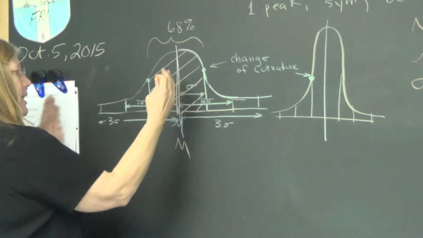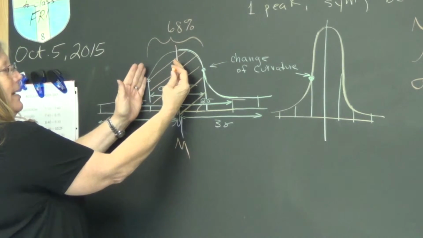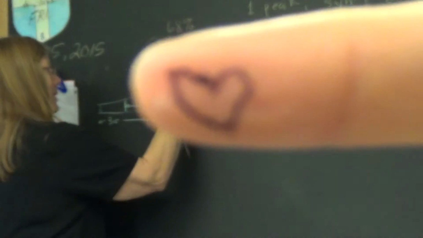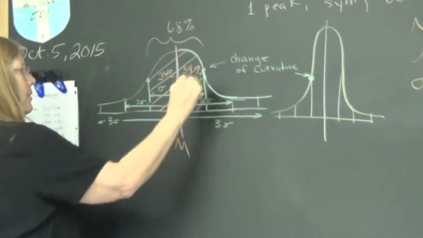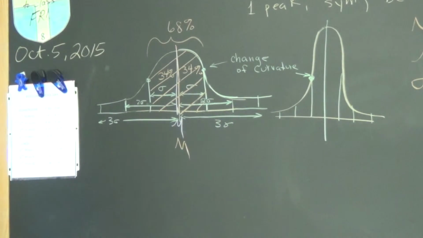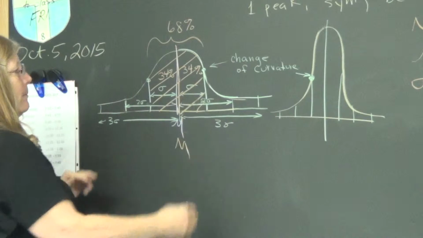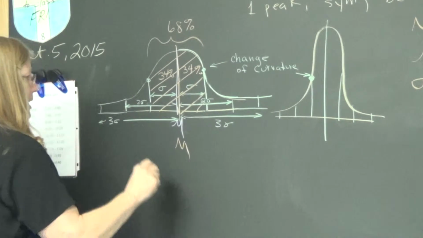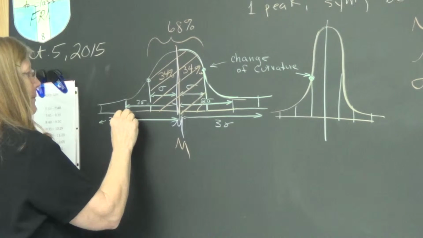So if I was only interested in one side of that striped area, this side would be 34, and this would also be 34. So sometimes it'll be helpful in knowing how to do that with problems. So 68 is divided into 34 and 34. Then the mathematicians went out 2 standard deviations from the mean.